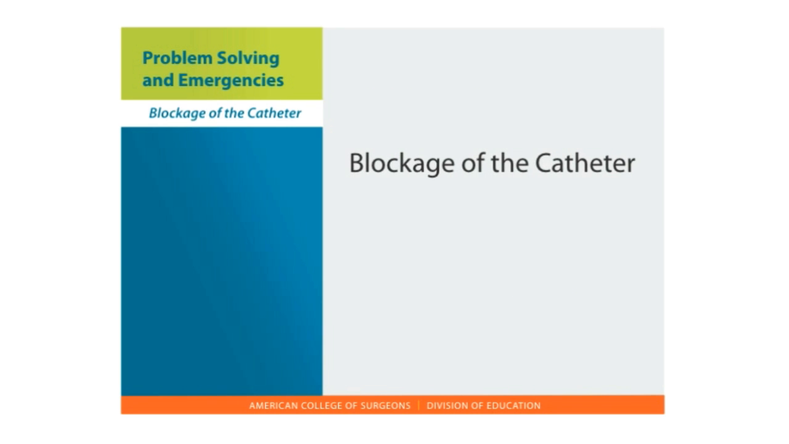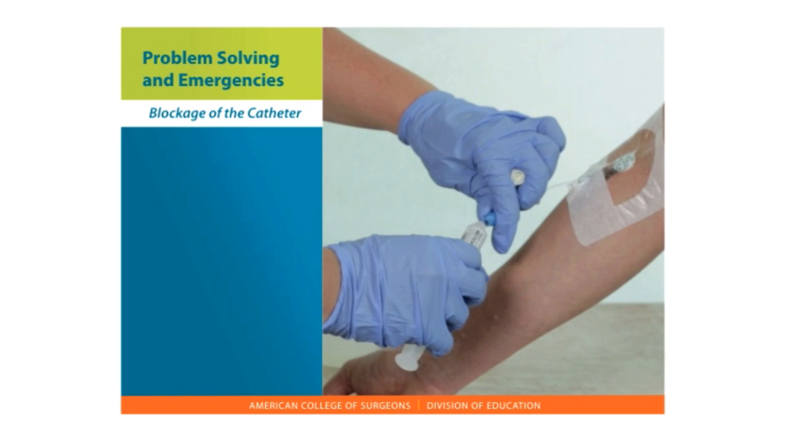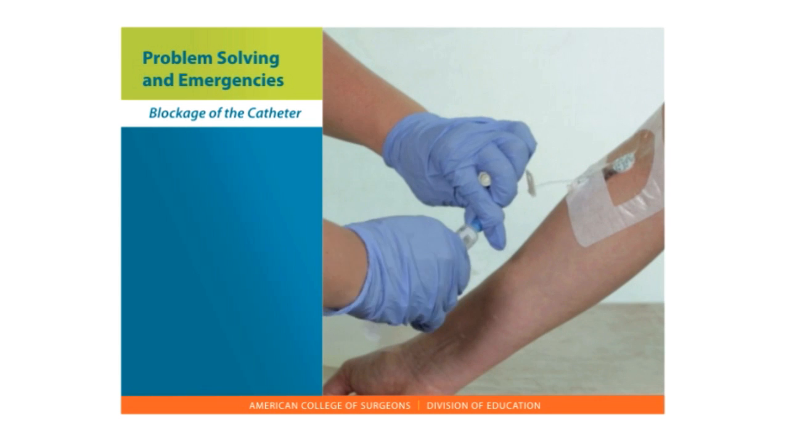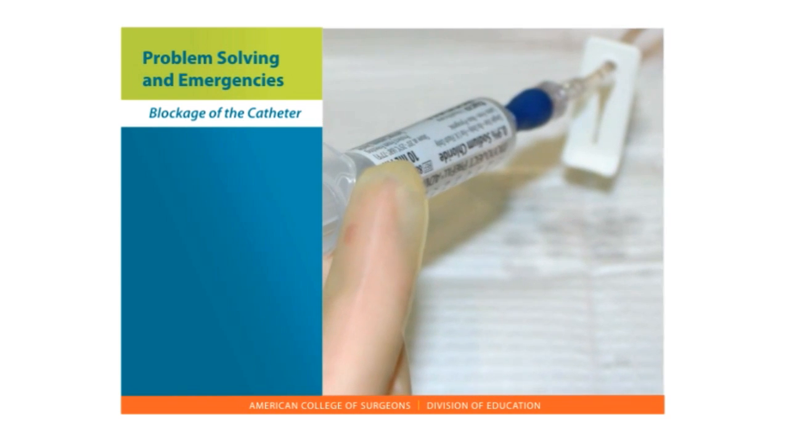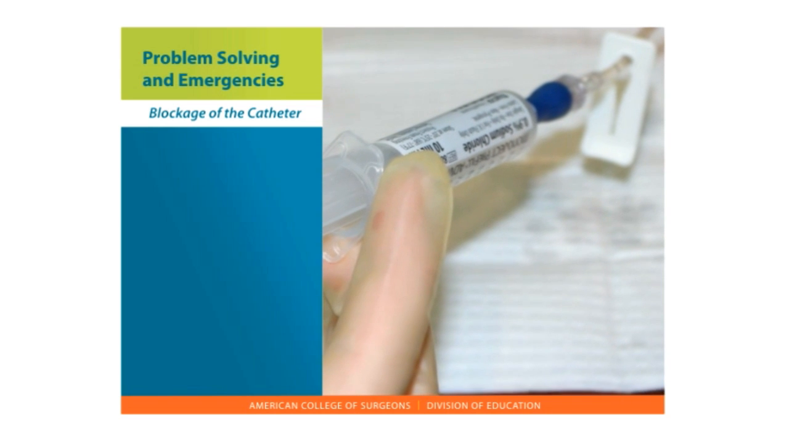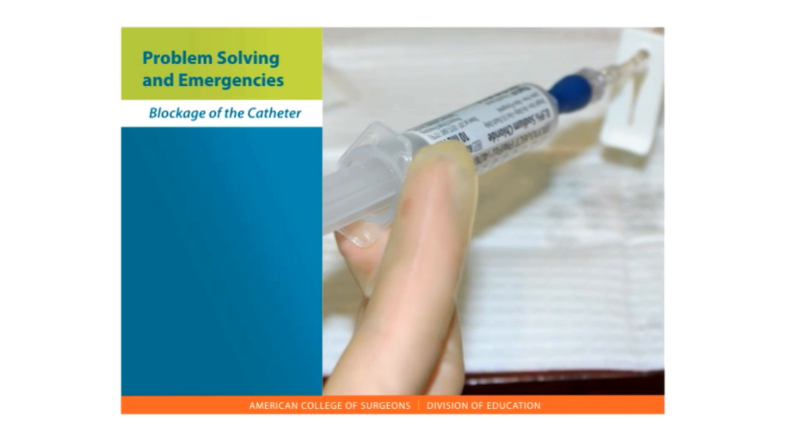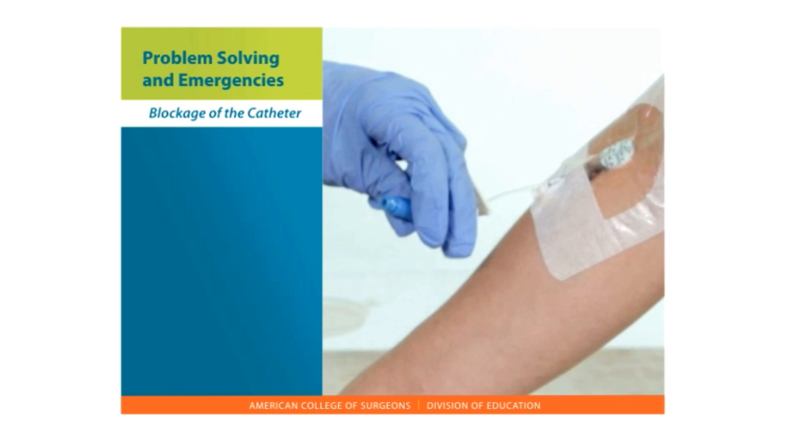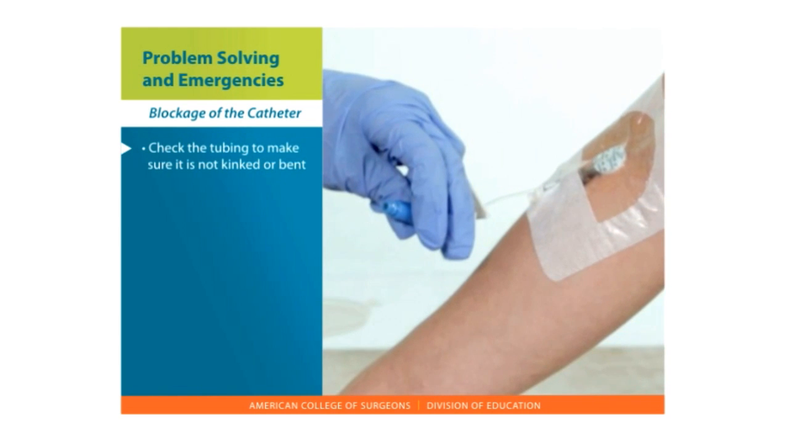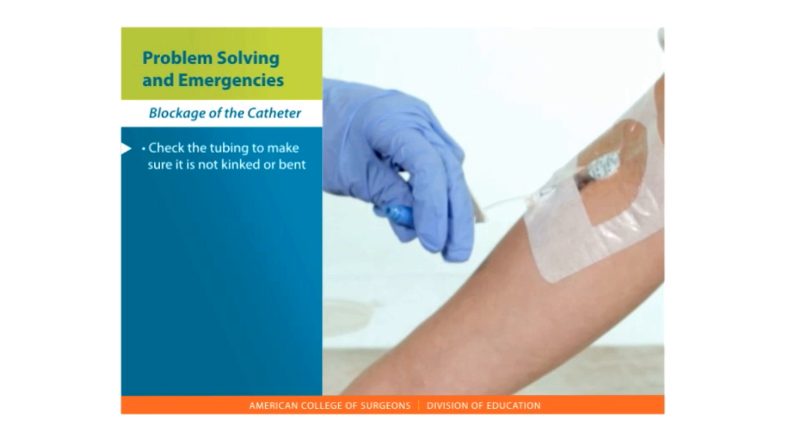A blocked catheter means that you cannot give fluids or medication through the catheter. Sometimes you can push fluids in, but cannot withdraw blood back. Flushing the catheter properly and making sure the catheter is clamped when not being used can decrease the risk of blockage. If you think your catheter is blocked, check the tubing to make sure it is not kinked or bent.